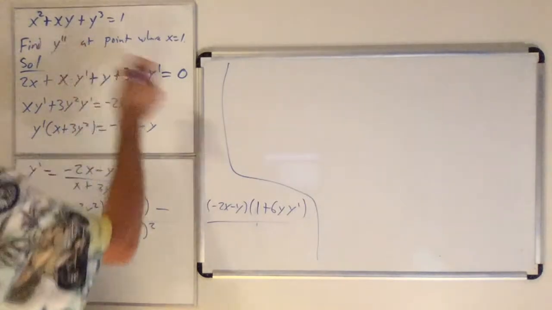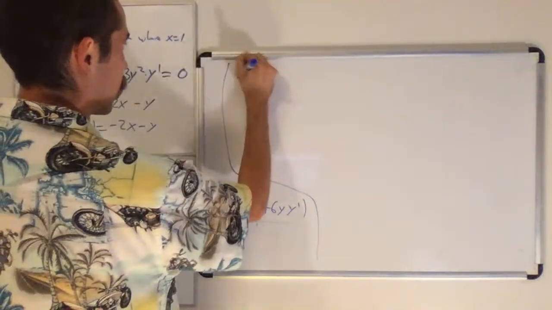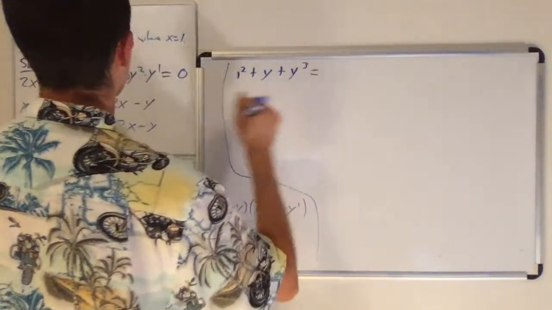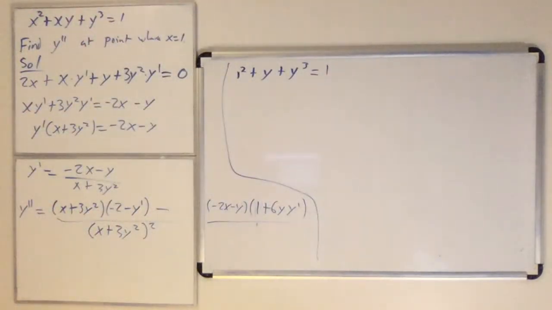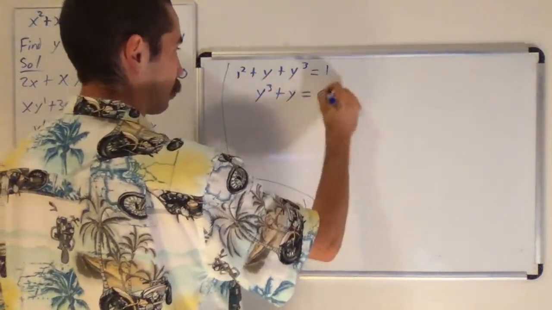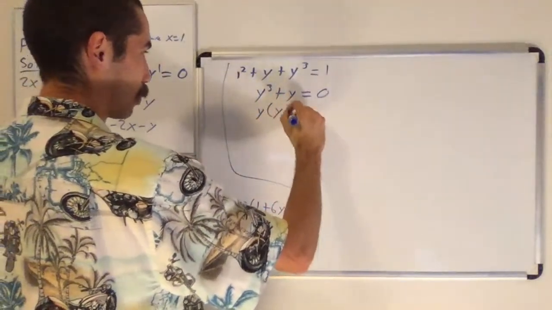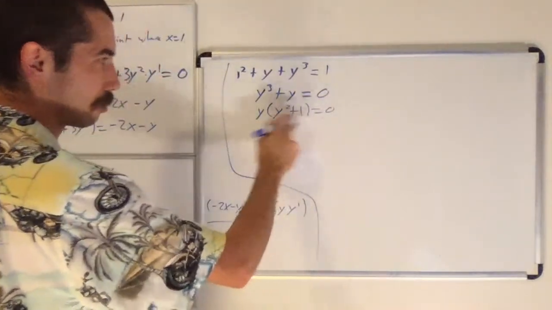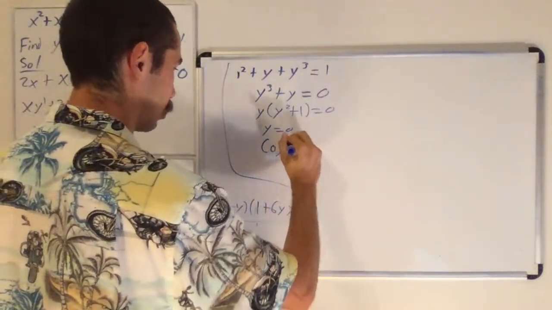All right, so let's find the point. We substitute x equals 1. So 1 squared plus y to the third is equal to 1. And so this is y to the third plus y is equal to 0, right? We subtract over the 1. y times (y squared plus 1) equals 0. So y equals 0, and y squared plus 1 equals 0 has no solution. So the point is 0, 0.